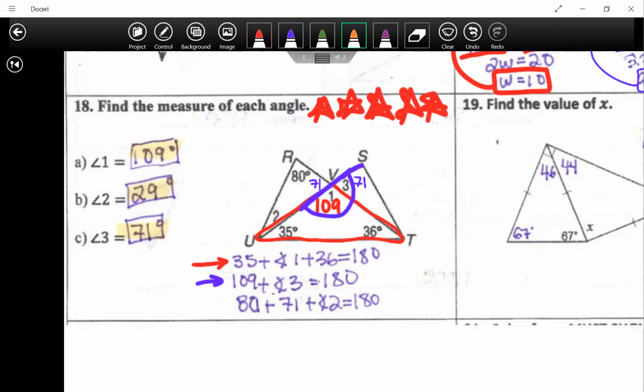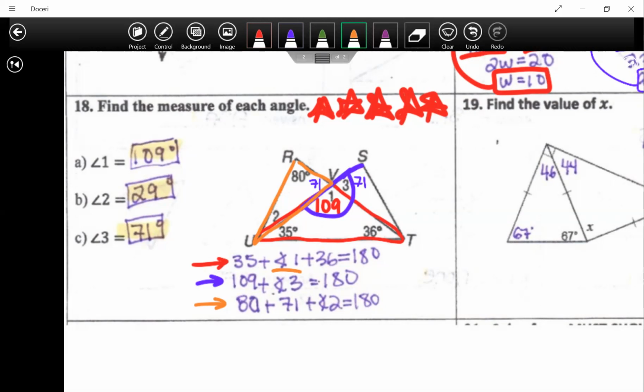Last part of this is triangle sum one last time for triangle RUV. 80 plus 71 plus angle 2 is equal to 180. So triangle sum to supplementary to vertical to triangle sum. Yes. That's basically what I did. Different order doesn't matter. It's the same thing.